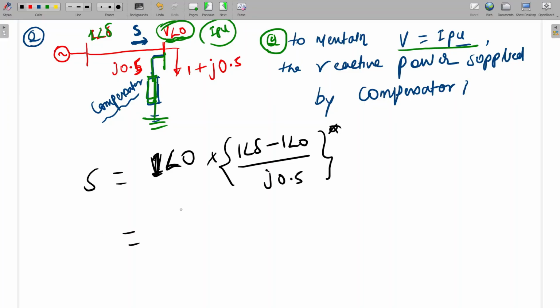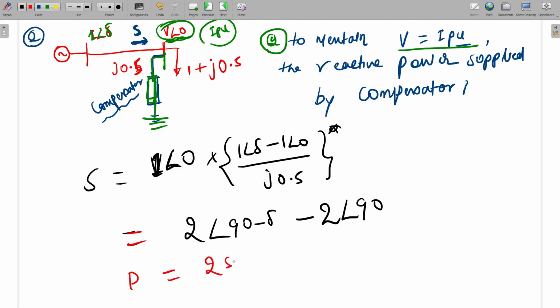So what will be this value? 1 by 0.5, so it will be 2. So 2 at an angle, this is delta minus 90, so 90 minus delta. Minus 90 it will be plus 90. This will be the apparent power equation at the receiving end side. So what will the P value? P will be 2 sine delta and Q will be 2 cos delta minus 2.